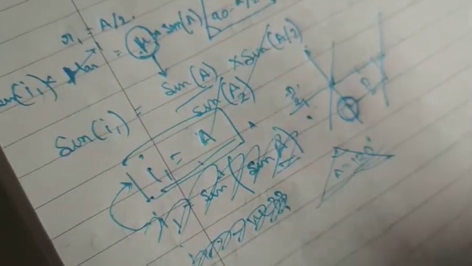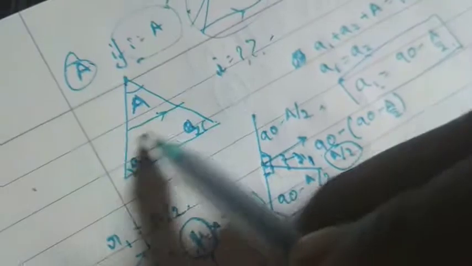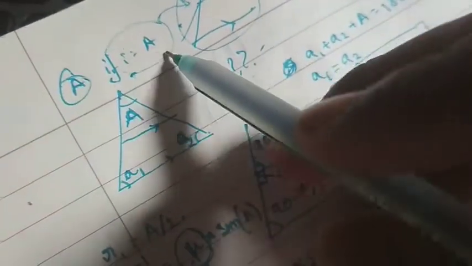Anyway, if we just take i1 equals A and proceed, we will see that i1 equals A was the condition in the option. So that means we started with a parallel line and ended with i equals A. That means this option is correct.